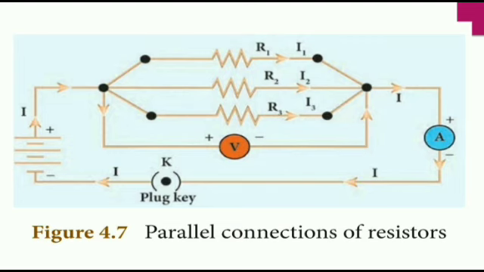Next, parallel connection. See, this is the parallel connection. R1, R2, R3, three resistors are connected in parallel. One end is connected to the current source through the key and the ammeter, and the other end of the ammeter is connected to the negative terminal. See this. R1, R2, R3 resistors are connected in parallel to the voltmeter. Their currents are I1, I2, I3.